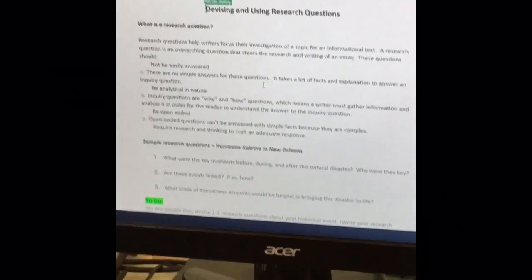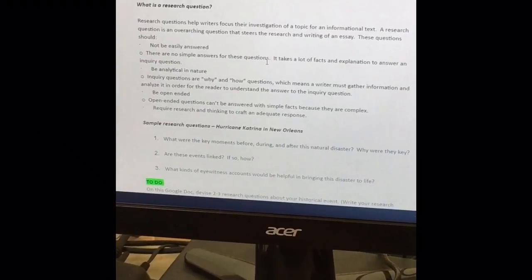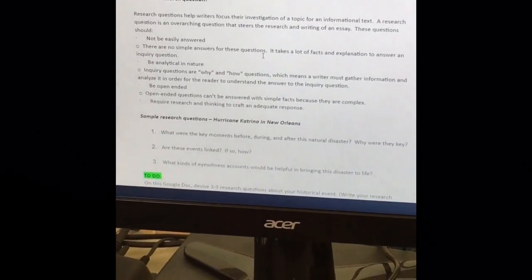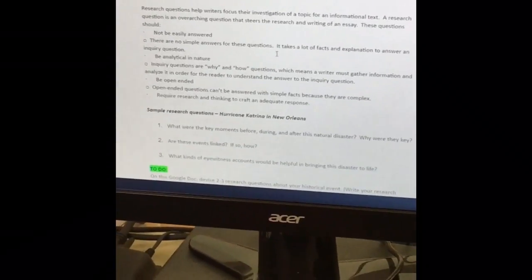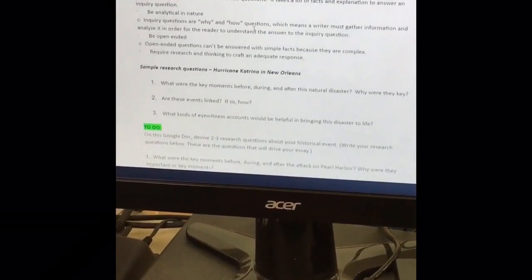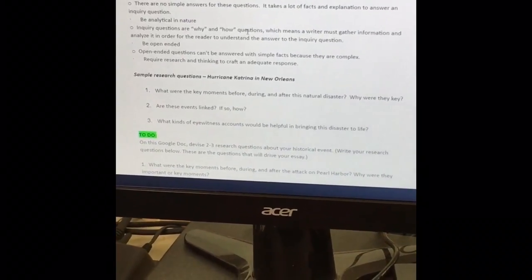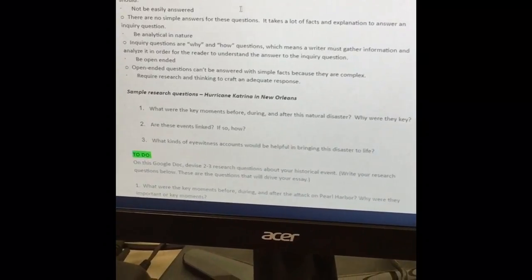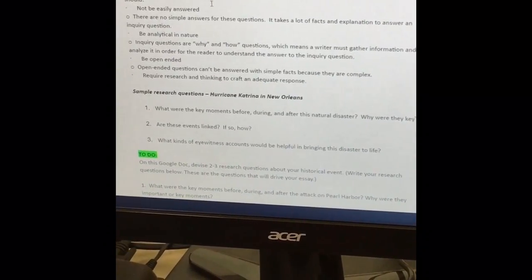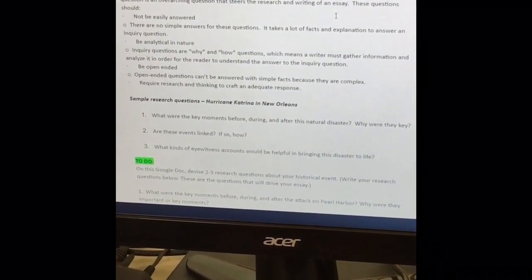So now that we have our topic, now that we have done a little bit of research, we can start planning our paper. But before we do that, we have to come up with, what are we going to research? So if you take a look here, what is a research question? Well, we need to know what it is first before we write a few of them. It says research questions help writers focus their investigation of a topic for an informational text. A research question is an overarching question that steers the research and writing of an essay. So this is basically what you're going to be focusing on.